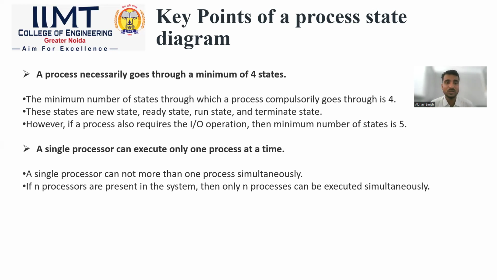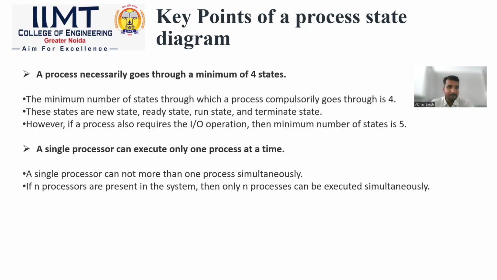However, if a process also requires input-output operations at the time of execution, then the minimum number of states is 5. First is the new state, second is the ready state, third is the running state, fourth is the block state or waiting state, and next is the terminate state.